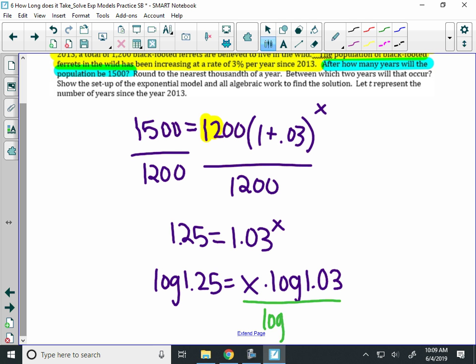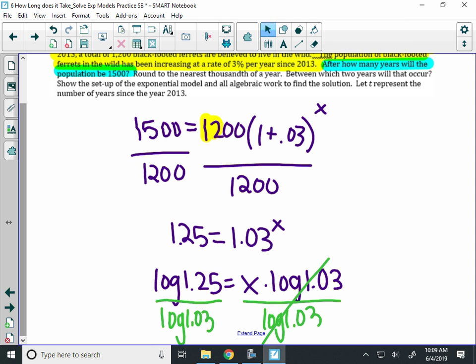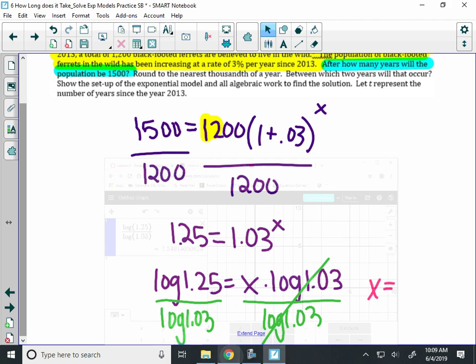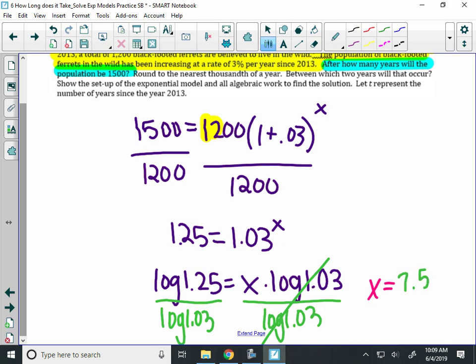And then divide by log of 1.03. It's going to get x by itself. And I'll get to know how many years until I have 1,500 black-footed ferrets. So let's take the log of 1.25 divided by the log of, that doesn't seem right. Oh, 1.03. That's why I typed it wrong. 7.549 years. So in a little over 7.5 years, the population of ferrets would go up from 1,200 to 1,500.